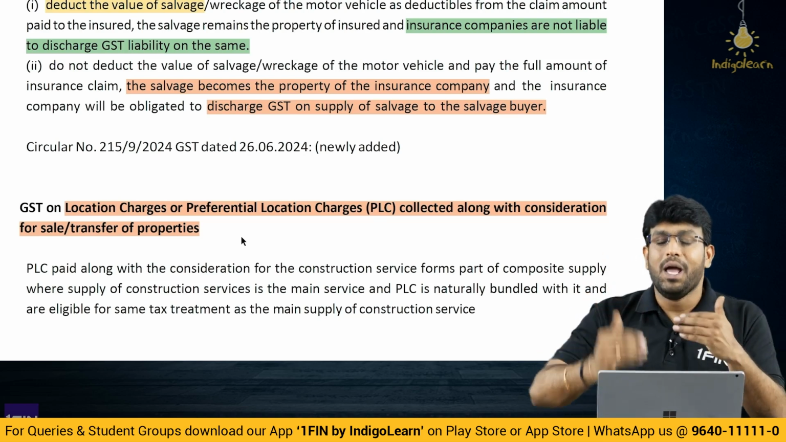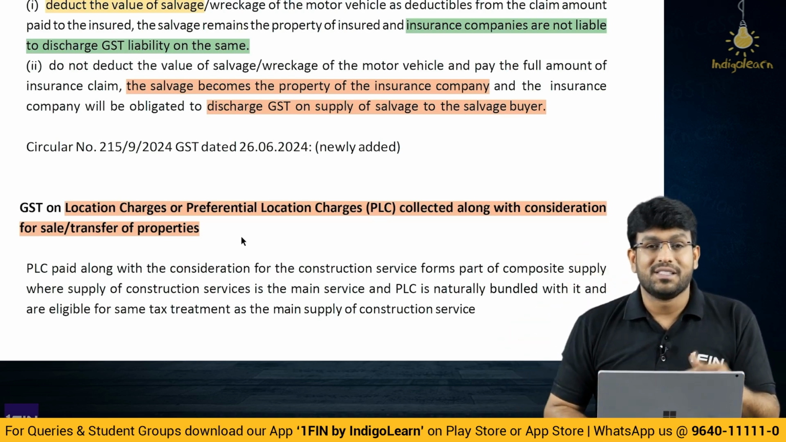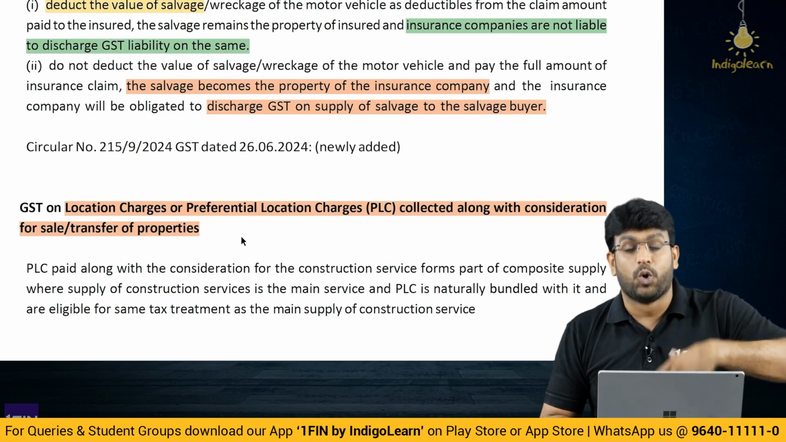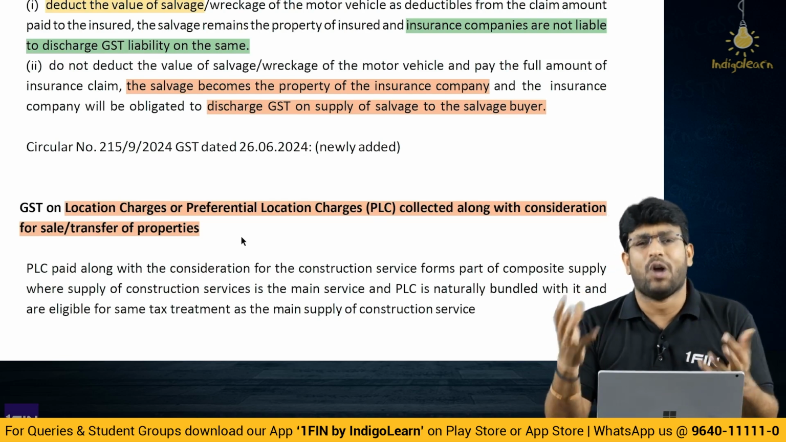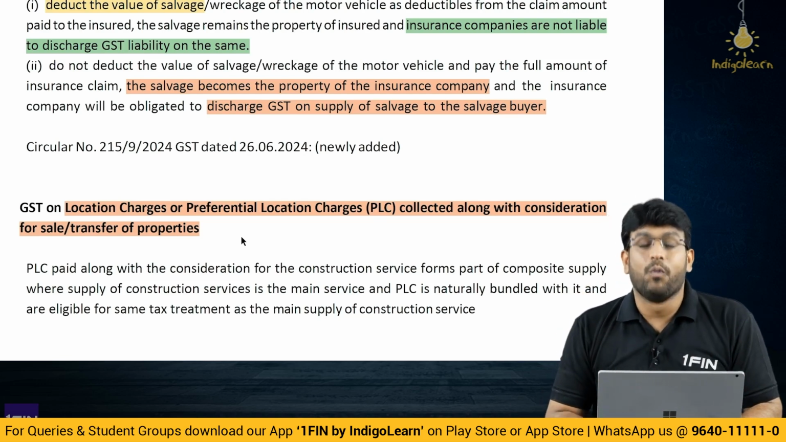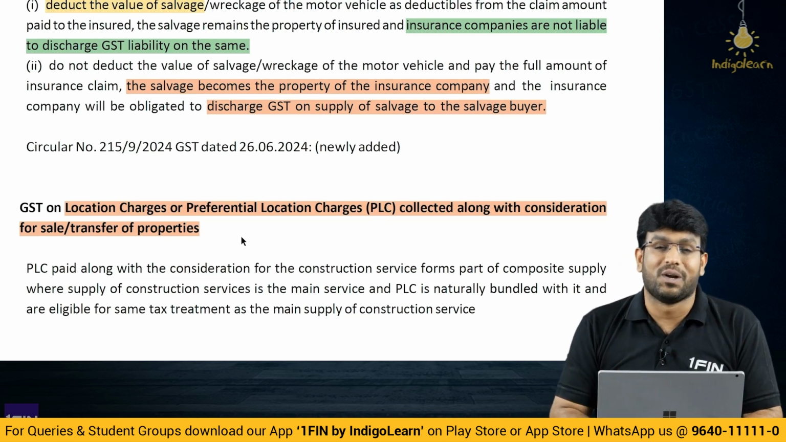They charge more because of preferential location. Something like corner plot, two-side road, northeast. This is the Vastu logic which comes into play. Now, what is the treatment for those location charges that they collect?